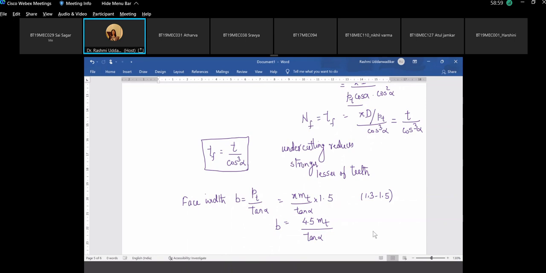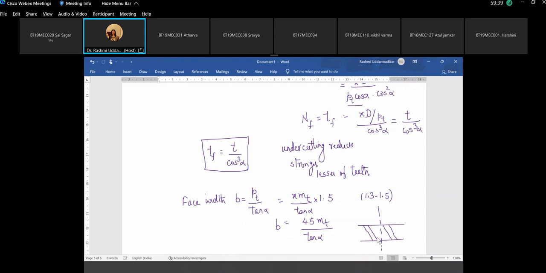Why we are increasing this by 1.3 to 1.5 times is this: these are the teeth on the surface, and this is the axis of the gear. While the gears are meshing and the load is shared, this is the longer distance which is sharing the load. When the load is getting transferred from one tooth to another tooth, there's a longer area of contact, or a longer length of the tooth which is in contact.